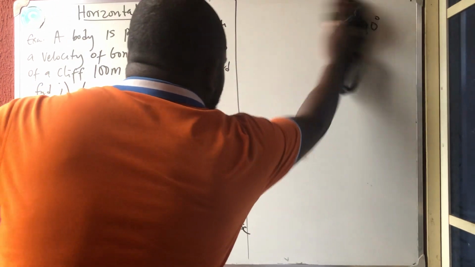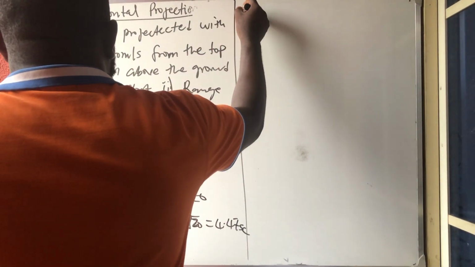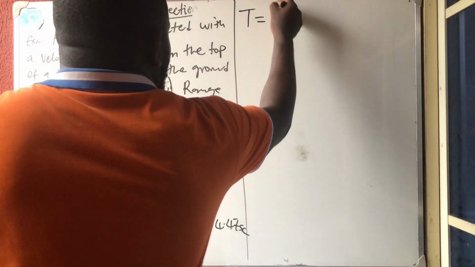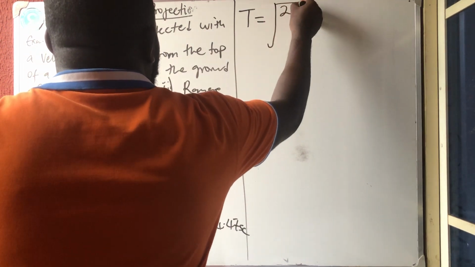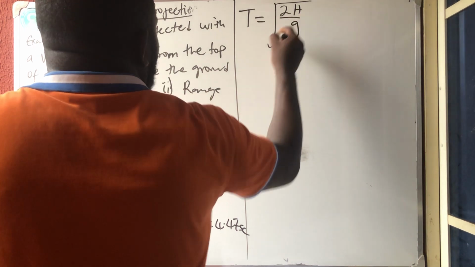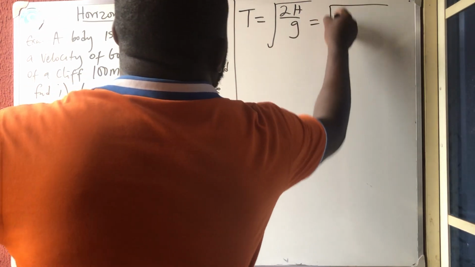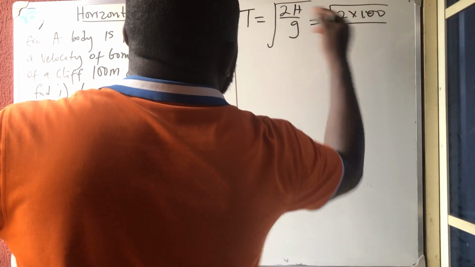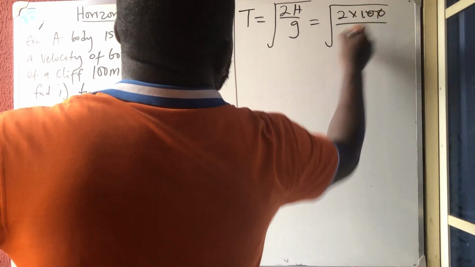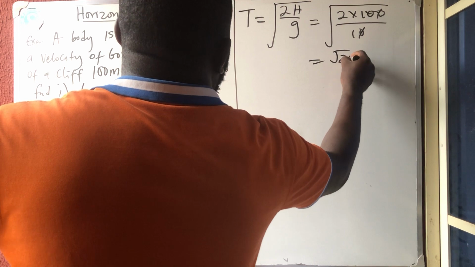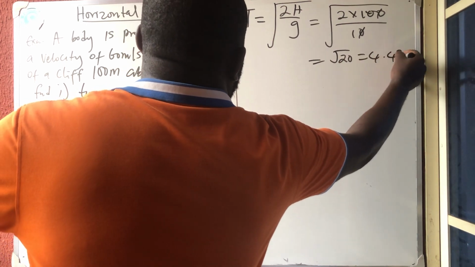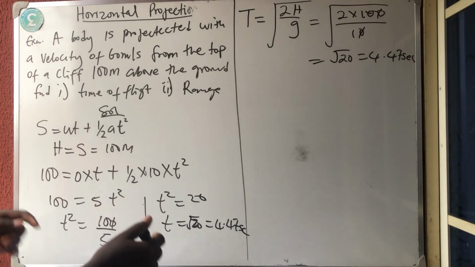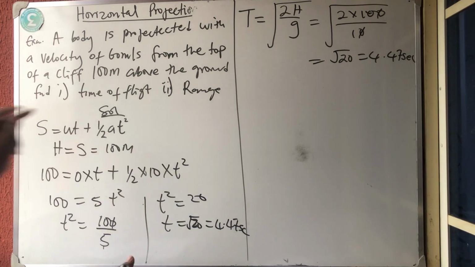But if you can remember the formula, you can use the formula to solve it. The formula says that t is equal to the square root of 2h all over g, which is the square root of 2 times 100 divided by 10. So 0 cancels 0. I'm left with the square root of 20, which is 4.47 seconds. If you can remember the formula, no problem. But if you cannot remember the formula, just use this method.